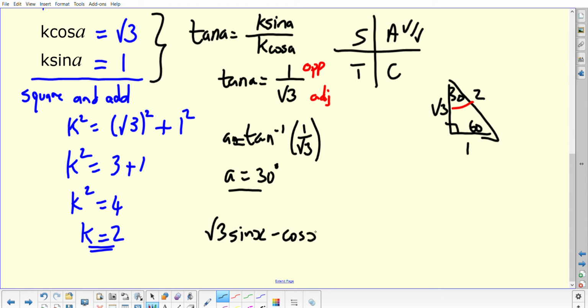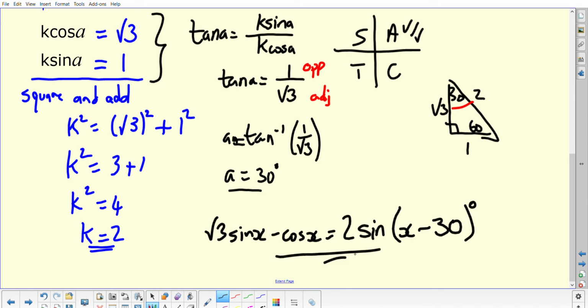We can now write that as 2 times, and remember it was sine x minus the value of a, which in this case is going to be 2 sine x minus 30, and that would be it.